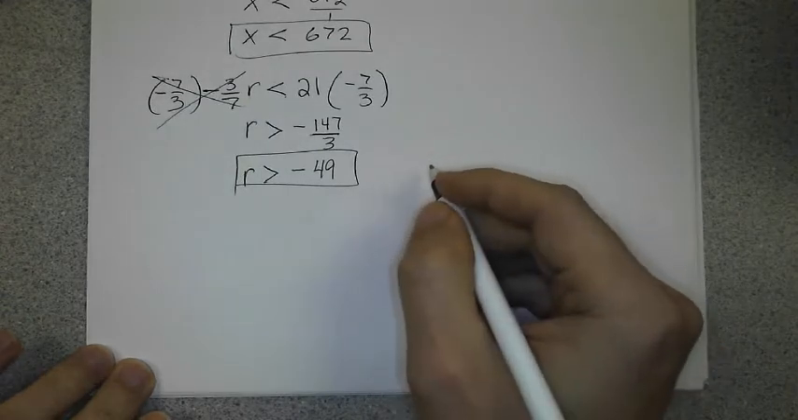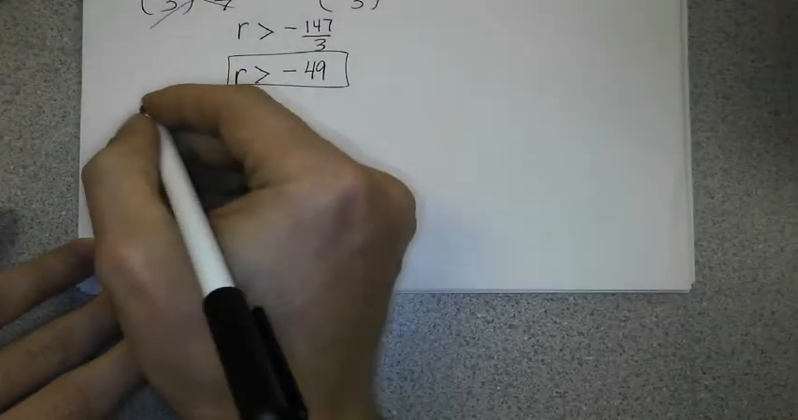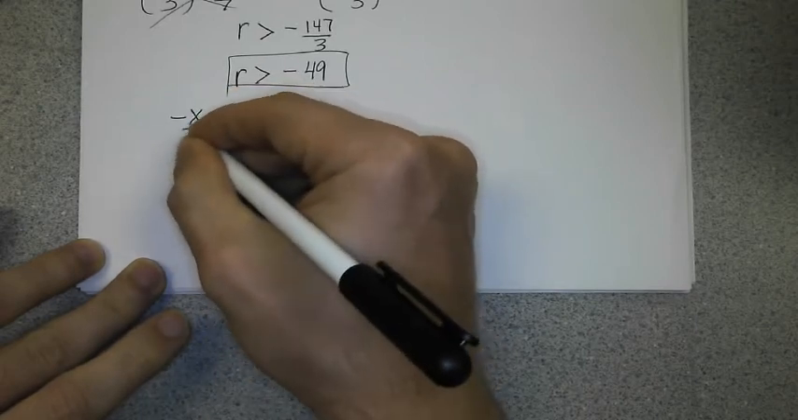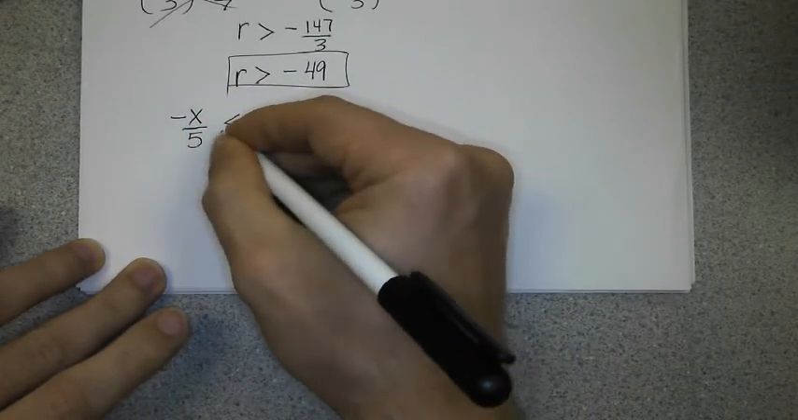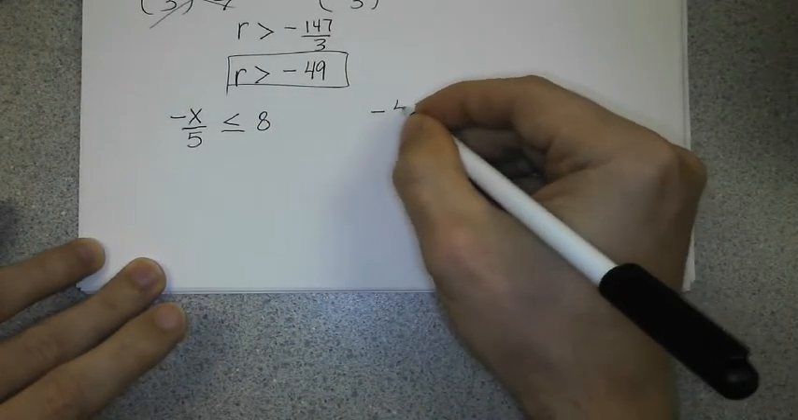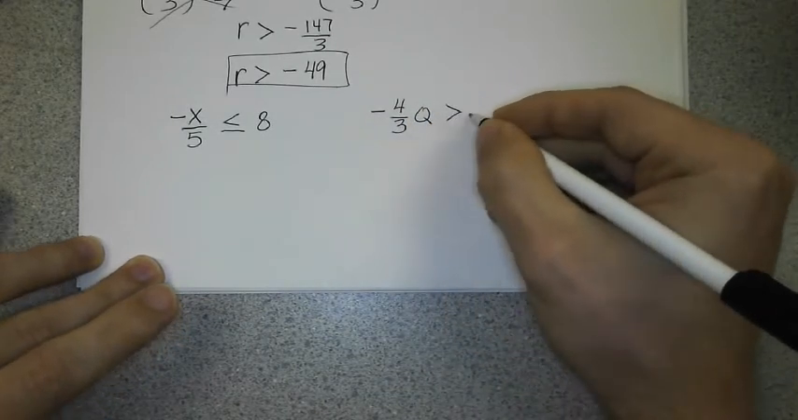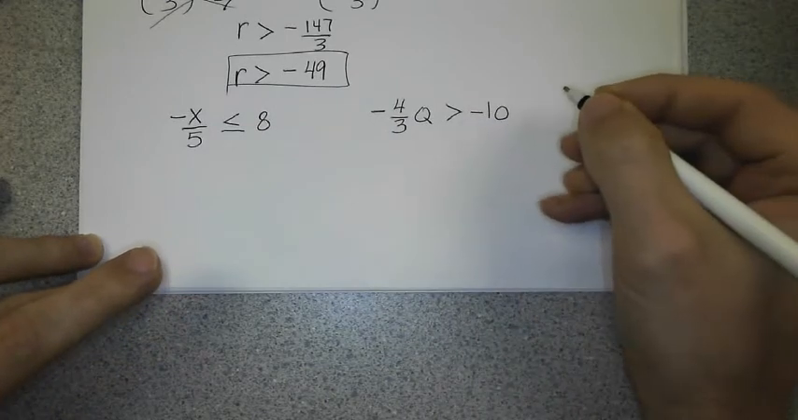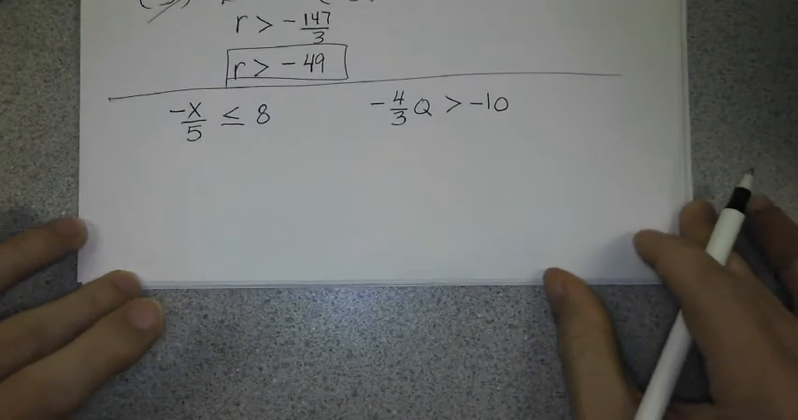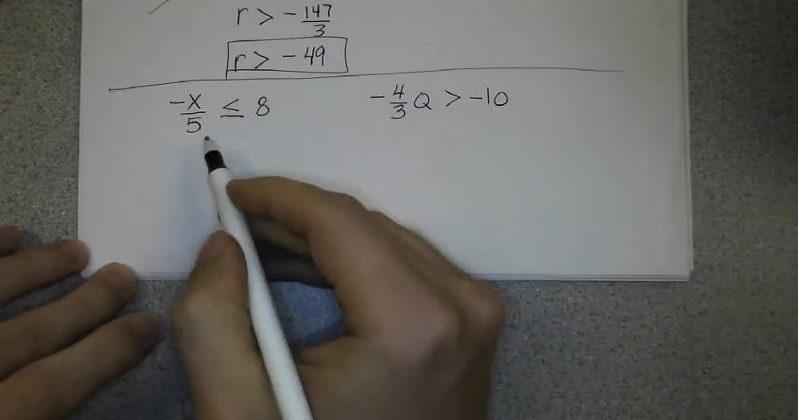Now, let's take a look at 2 more, and I'm going to have you actually try them and see how you do. So, let's say we have negative x over 5 less than or equal to 8. And next one, let's say negative 4/3 q greater than negative 10. And yeah, we'll just have you try those ones right there. So go ahead and pause the video, try and give those a shot. Once you think you have the answer, press play, and you can see if you're right. Alright, so this one right here.